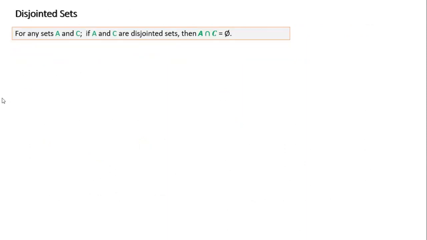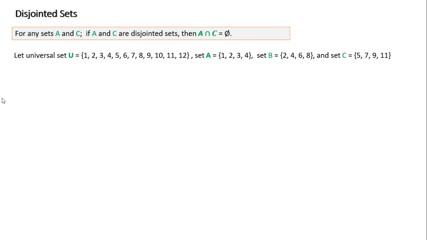Yes? All right. So let's talk about disjoint sets. The definition: for any sets A and C, if A and C are disjoint sets, that means that the intersection of A and C is the empty set. So again, in simple words, disjoint sets means that we have sets that have nothing in common. They don't share and they don't overlap. And that's the best picture, that they don't overlap. That's what disjoint means, that these two sets do not touch or overlap, right? So let's look at this example.